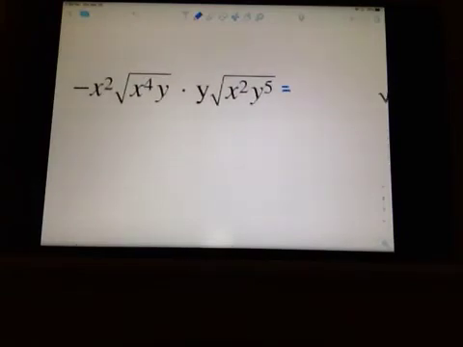So I multiply the outsides first and I get negative x squared y. And then I go to the insides. On my x, 4 and 2 is 6. And on my y's, 1 and 5 is 6.